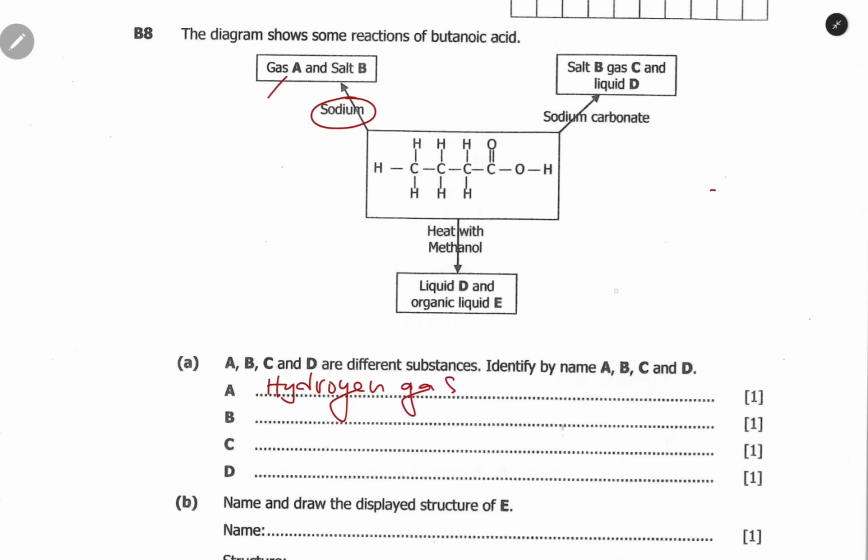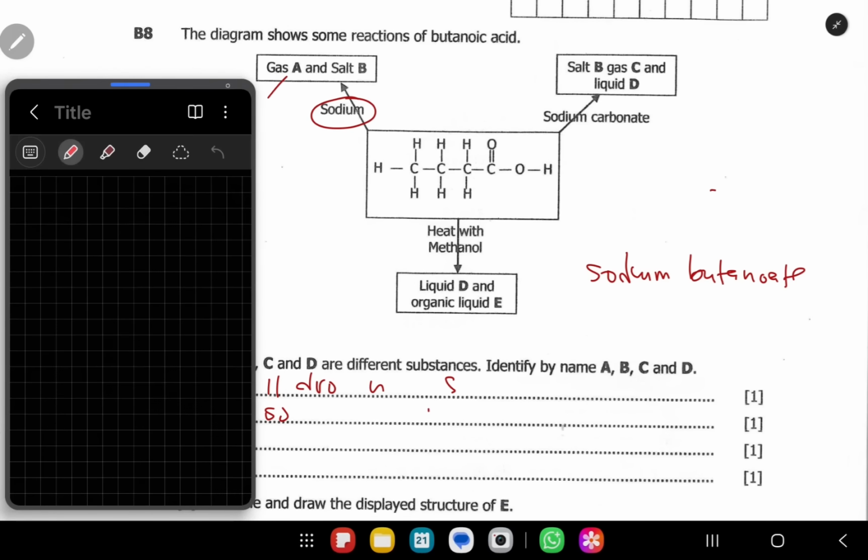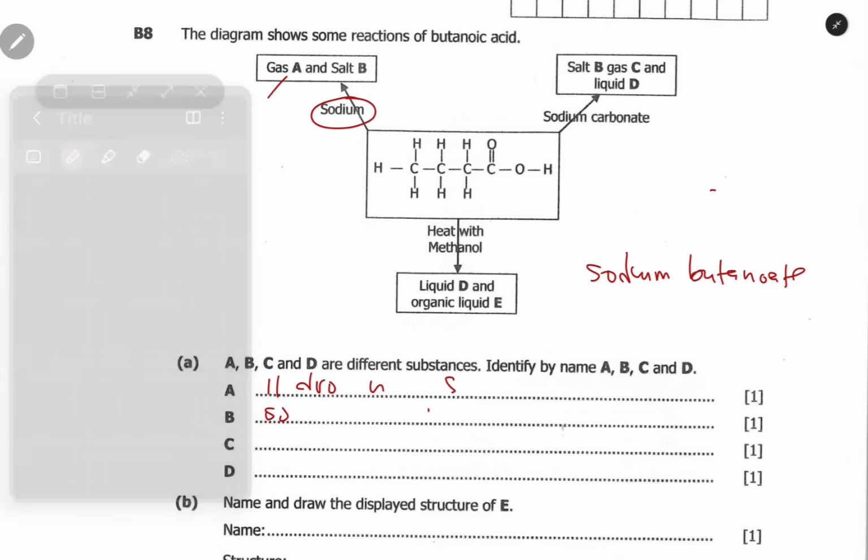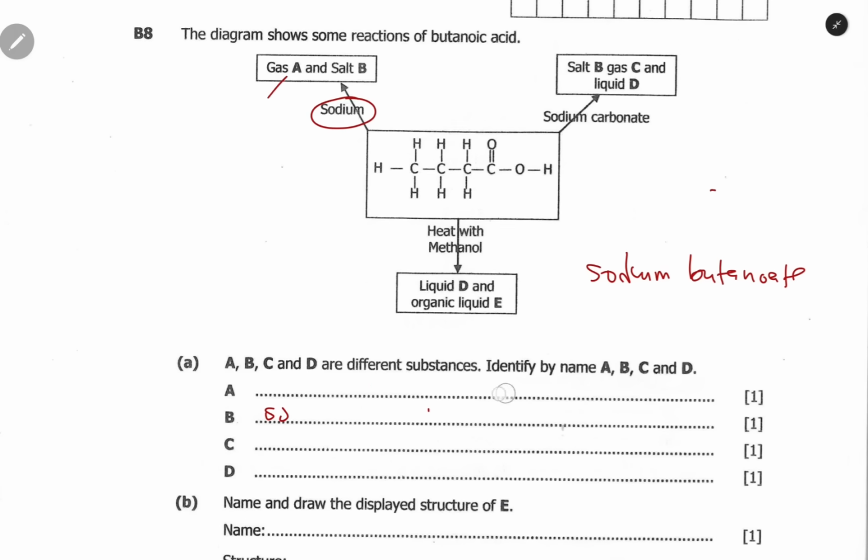Okay, then substance B is a salt. Now, butanoic acid and sodium form what we call sodium butanoate. So this is called sodium butanoate. Let me just write this properly. This is hydrogen gas. This is the sodium butanoate.